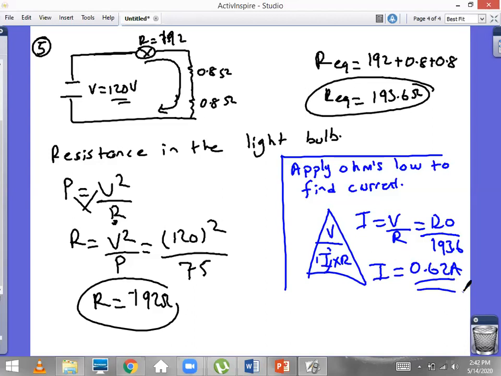This is the third step. First step, here we find the resistance of the bulb. Second step, we find the equivalent resistance. And third step, we find the current which flows inside of the circuit. So the last step is asking us power dissipated by the light bulb. So in order to get this, you already find the current and we have the resistance.